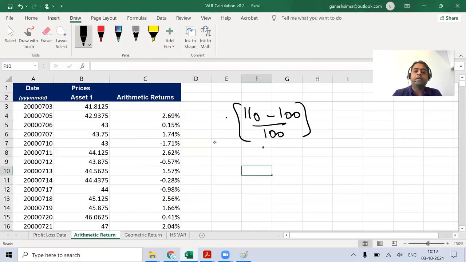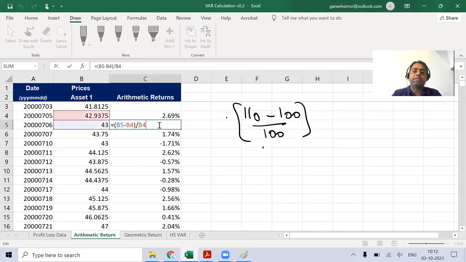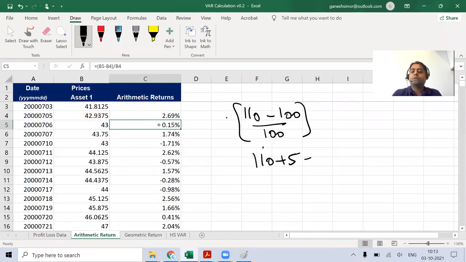This is the arithmetic return logic where we are just taking the straight-away percentage. You can have a look at this example. If there is an income in between, suppose there is a $5 income, then I will write it like this. Very simple.